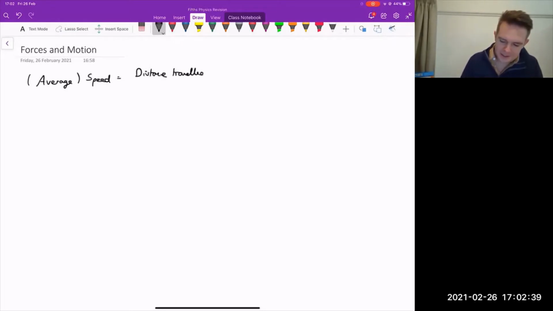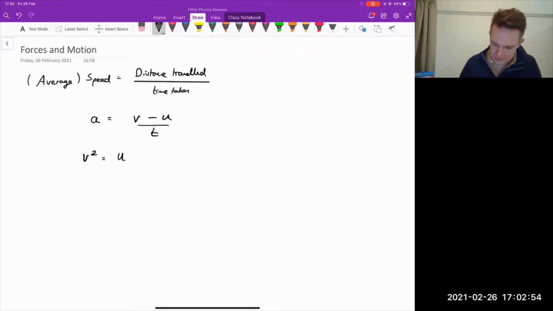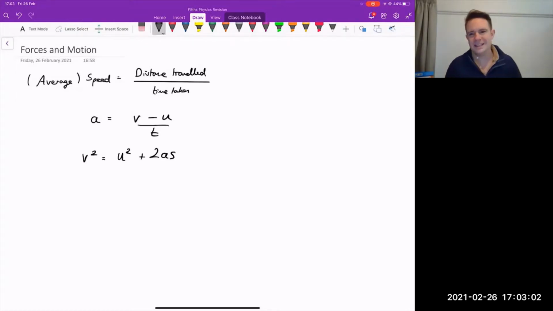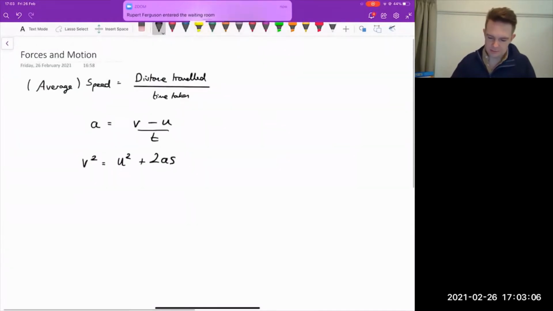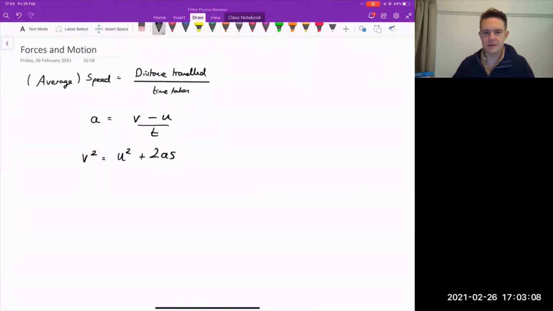The equations that you require for motion are 3 in number. a equals v minus u over t. And then this one, v squared equals u squared plus 2as. Now, this third one is probably the one that you've used least frequently, just because questions aren't often asked about it.